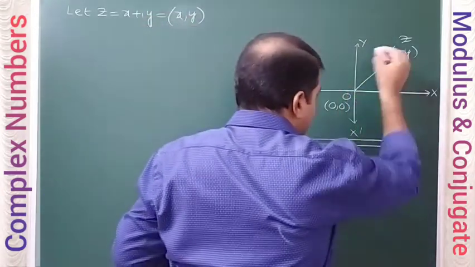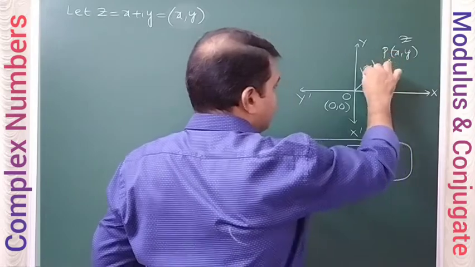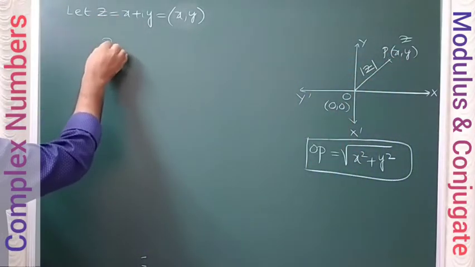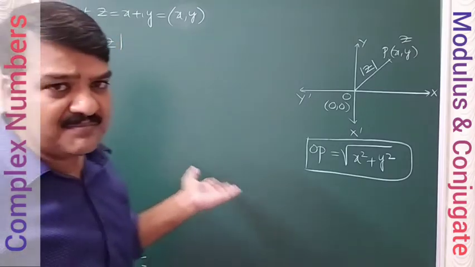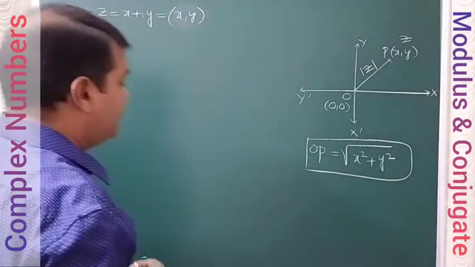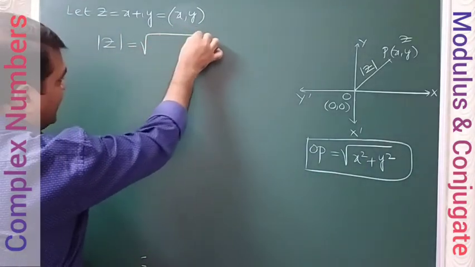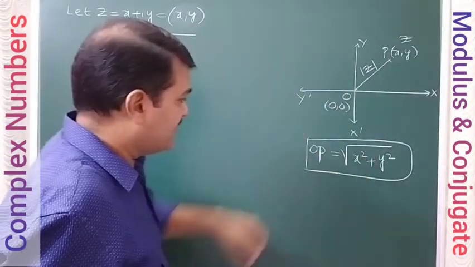So this distance is modulus, which is denoted with this symbol. So if z is equal to x plus iy, mod z is denoted like this. The normal modulus symbol you know very well, that symbol only we use. So modulus of z is the distance OP, under root x square plus y square.